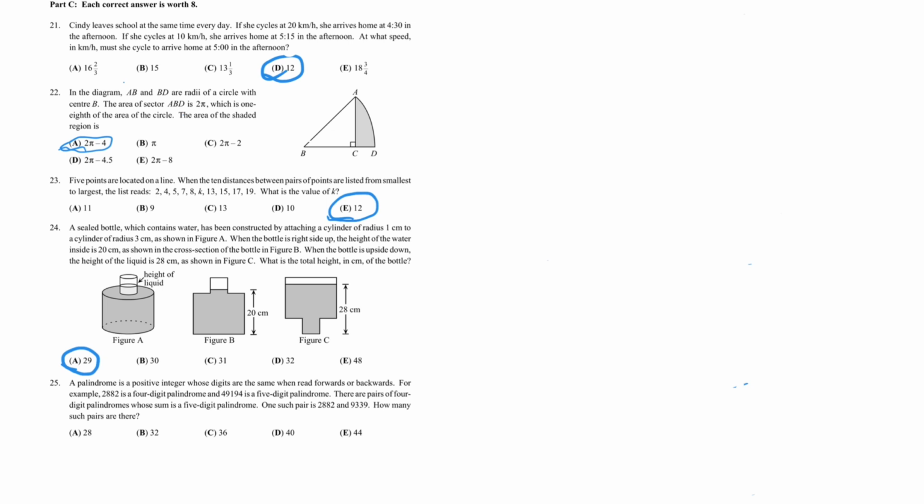Number 25. A palindrome is a positive integer whose digits are the same when read forwards or backwards. For example, 2882 is a 4-digit palindrome, and 49194 is a 5-digit palindrome. There are pairs of 4-digit palindromes whose sum is a 5-digit palindrome. One such pair is 2882 and 9339. How many such pairs are there?